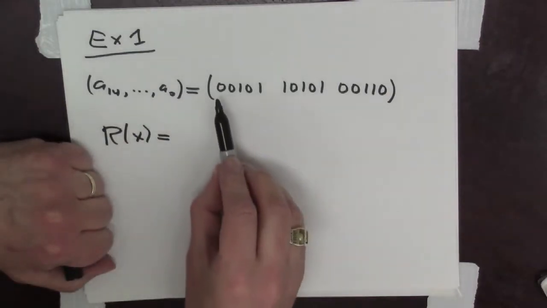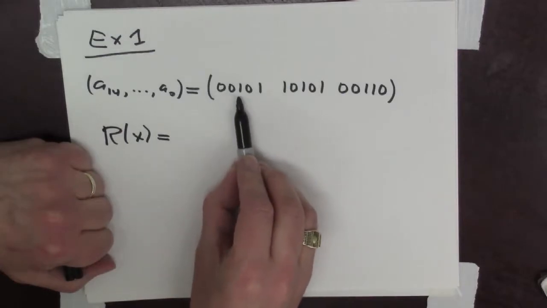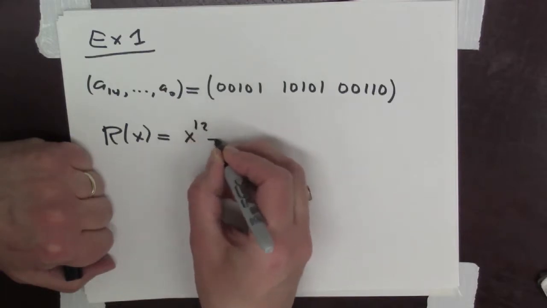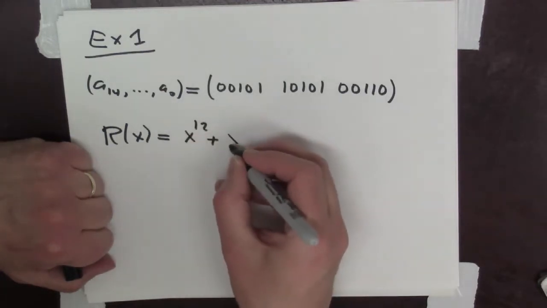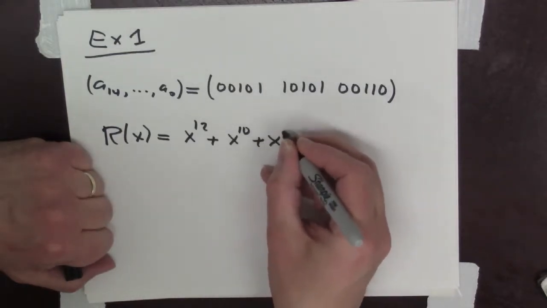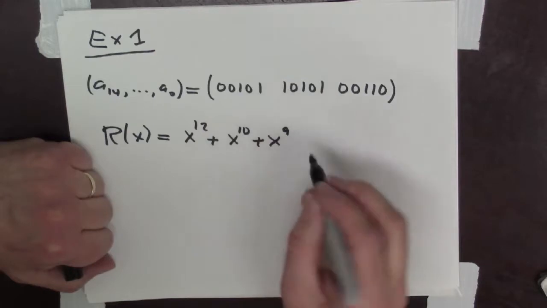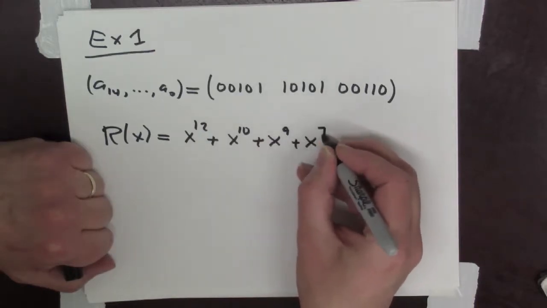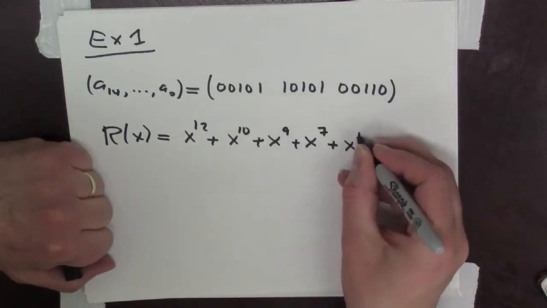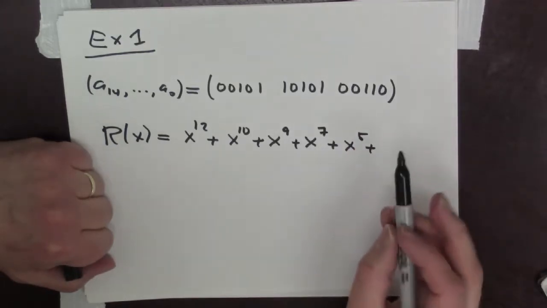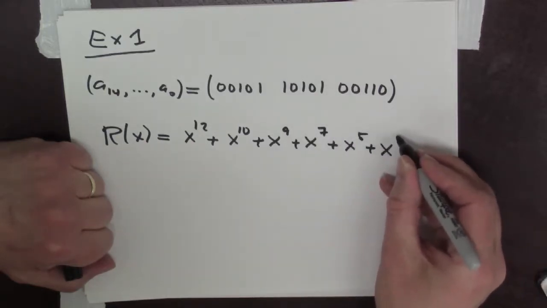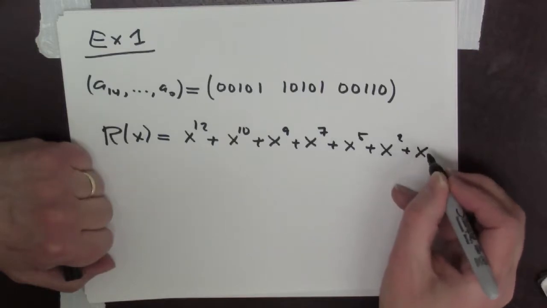careful now, this is the 14th bit, so the first non-zero bit is the 12, so it's x to the 12, plus the next one is x to the 10, then we have x to the 9, then we have x to the 7, then we have x to the 5, then we have x squared, and then we have x.